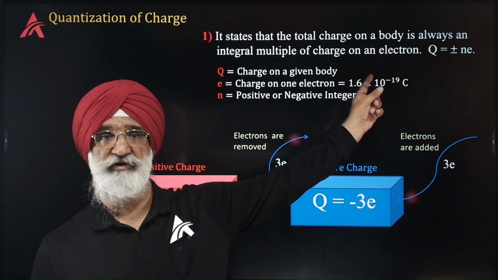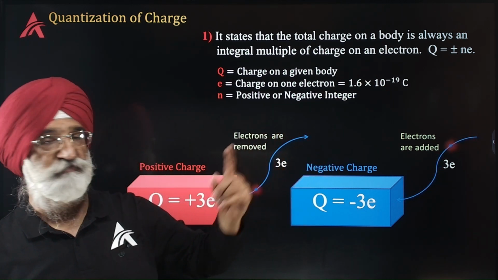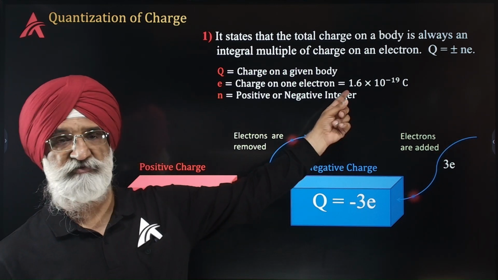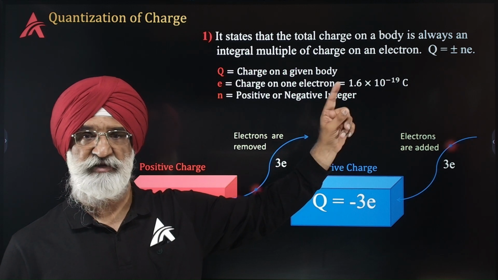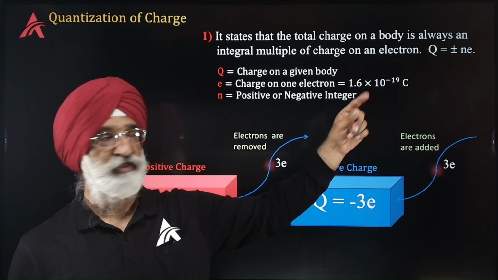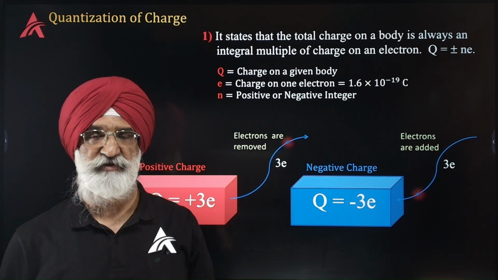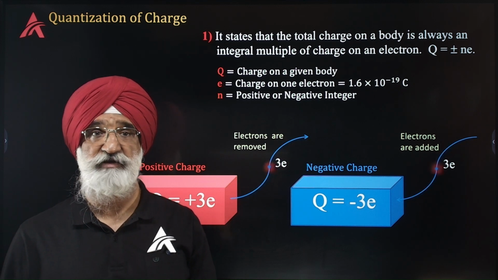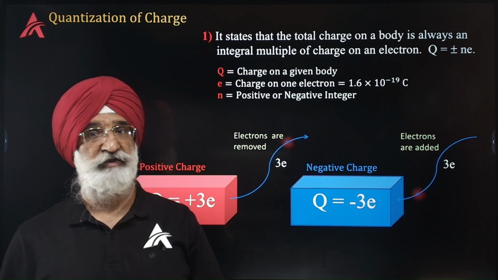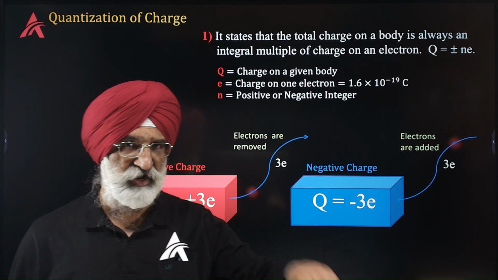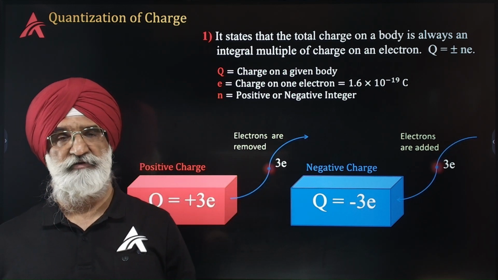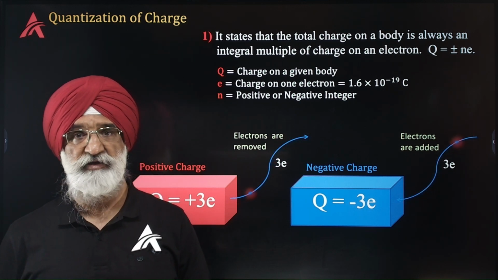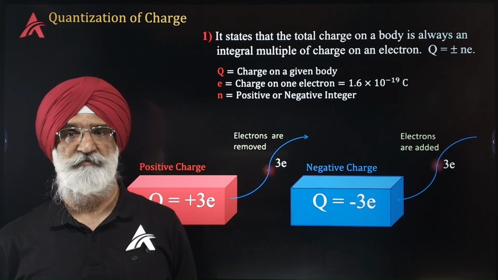If Q is the charge on a given body, then Q is always equal to plus or minus n times e, where e is the electronic charge, which is 1.6 × 10⁻¹⁹ coulombs, and n is a positive or a negative integer. The explanation of quantization of charge is very clear and very easy. That is, when you give charge to a body, we add or remove electrons from that body. The number of electrons added or removed will determine the amount of charge acquired by that body.